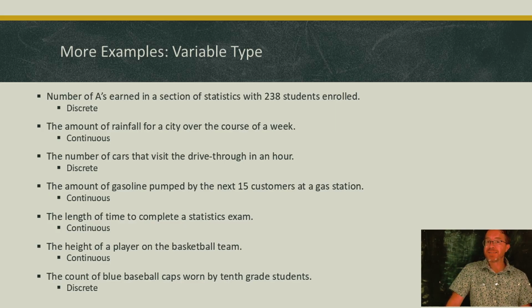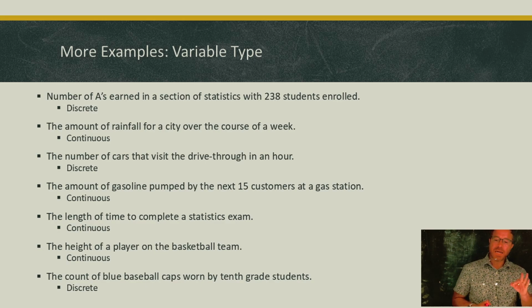The length of time to complete a statistics exam. Okay, time is continuous. The height of a player on a basketball team. Height is also continuous, right? Anytime you want to think of continuous, think of, is there some point where if I went from this to that, I would have to cross every value in between? Or does it have some set gap between them?